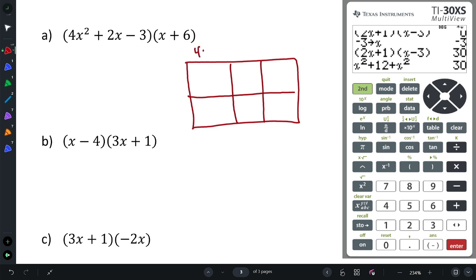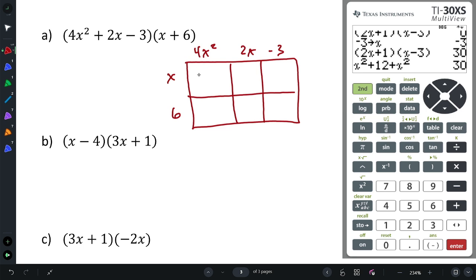And I've got a 4x squared, a 2x, and a negative 3. And right here, I've got an x and a plus 6. So I'm going to multiply the dimensions of each of these rectangles to find the area of the individual pieces. And then if possible, we'll combine like terms to simplify.